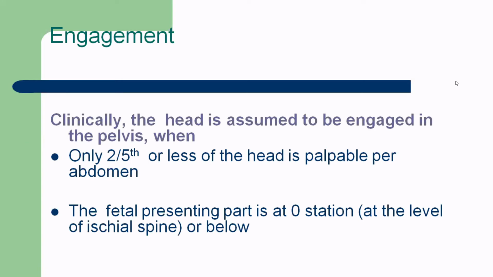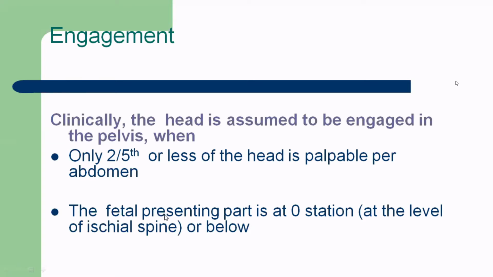Clinically, the head is assumed to be engaged in the pelvis when only 2/5 or less of the head is palpable per abdomen. So by abdominal examination and by vaginal examination, we will know that the head is engaged. When we palpate the fetal head in the abdomen, it should be palpable less than 2/5. Before that, it is not assumed to be engaged.